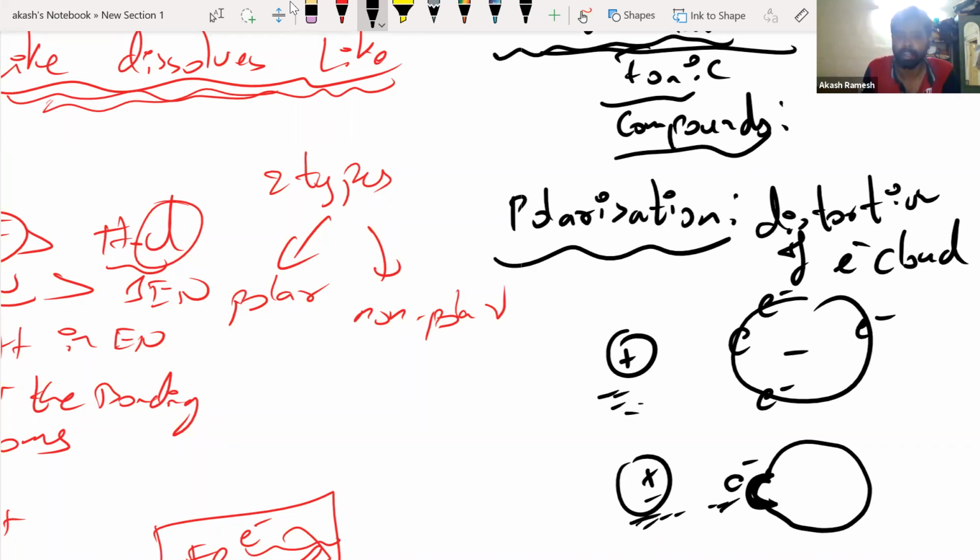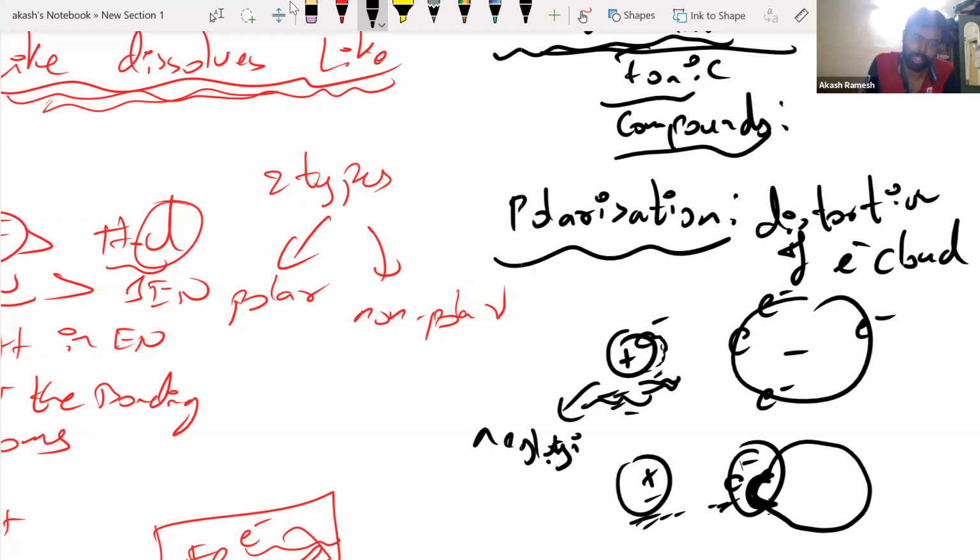Now you can ask me, sir, will polarization happen in the cation also? Yes, it will happen, because I know this is a highly electronegative atom. The electrons on this can also get a little distorted. But the distortion happening here is comparatively very less compared to the distortion happening here. Compared to the polarization happening in the anion because of the cation, the polarization in the cation due to the anion is very negligible, but it is happening. It's not like it's not happening, it is happening.